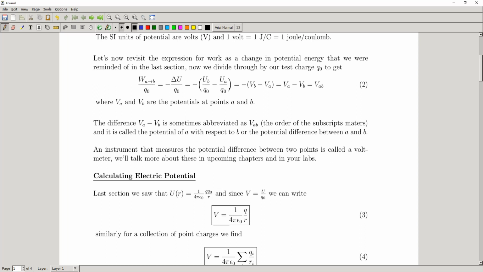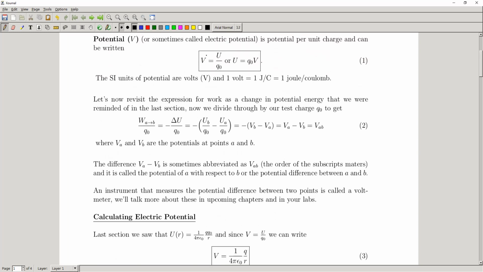So if we go through and divide the work by the magnitude of our test charge, and we do the same to the negative of the change in potential energy and expand that out, then once we're at this stage, we can apply the definition that we just built up for our potential. We see that we can define our work over our charge in terms of this change in our potential, right? So if we just rearrange these minus signs, this final equivalency here is just a different way of writing things.